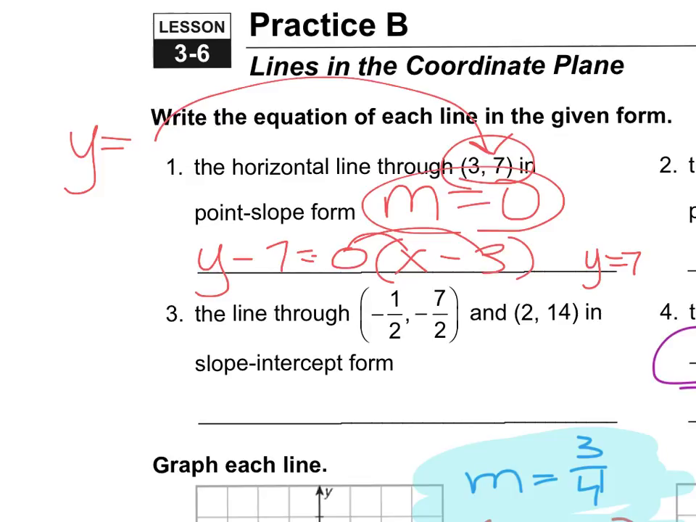What would the x be? So if this was the vertical line through (3, 7), my answer would be x = 3. Okay. Because it's horizontal, it's y = 7. Okay. So vertical, you grab the x. Horizontal, you grab the y.